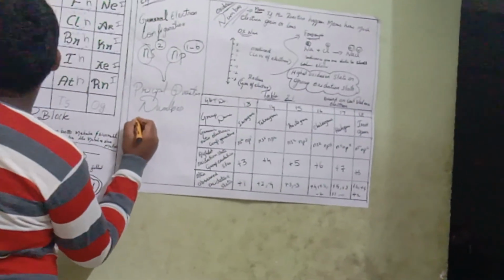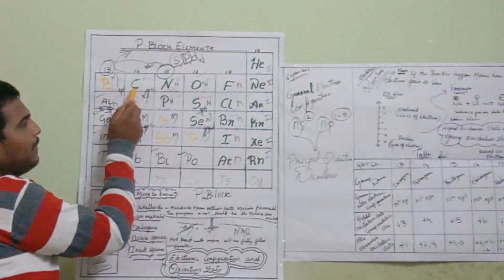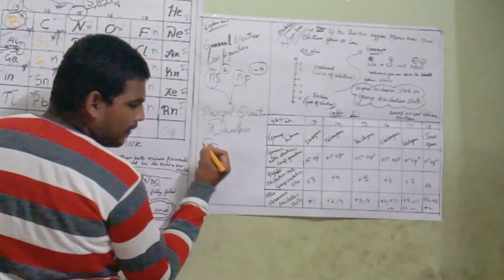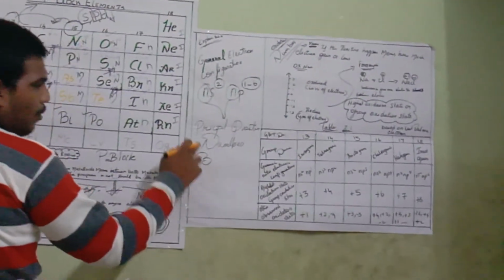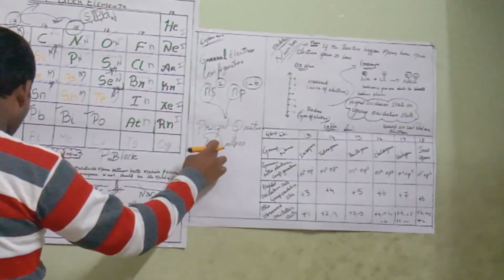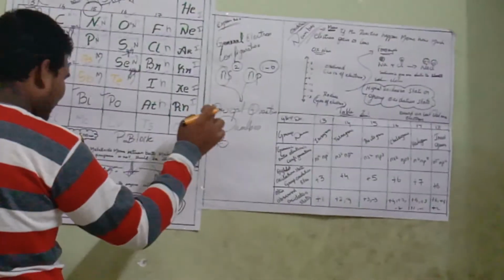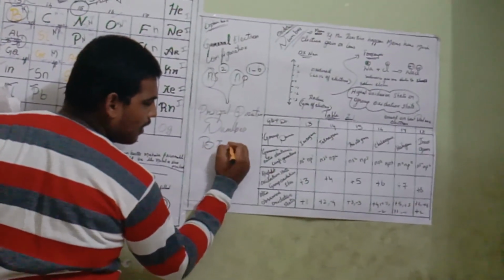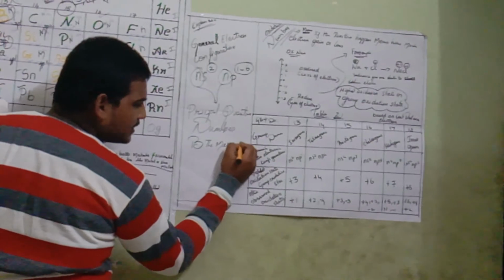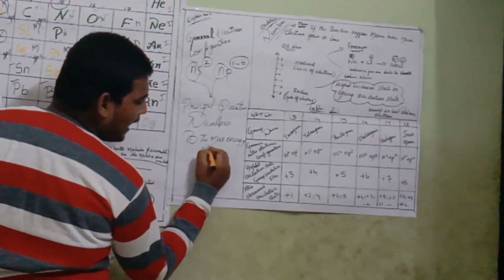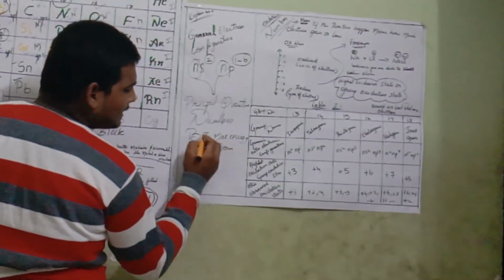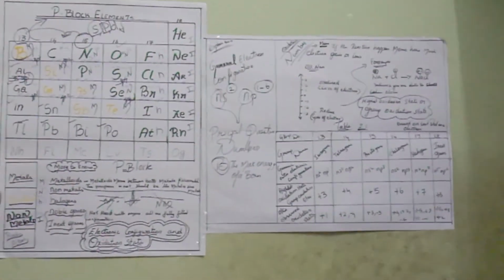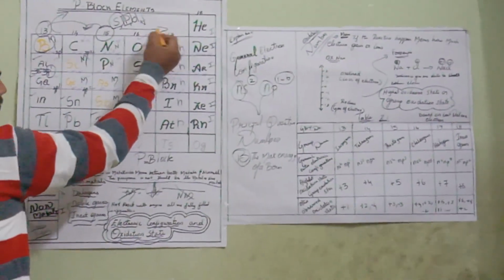For example, boron. If boron is an element, what is meant by the principal quantum number? In boron, the maximum energy level of the electron is denoted as the principal quantum number, that is n. Okay, first we are going to see according to the periods. According to period.